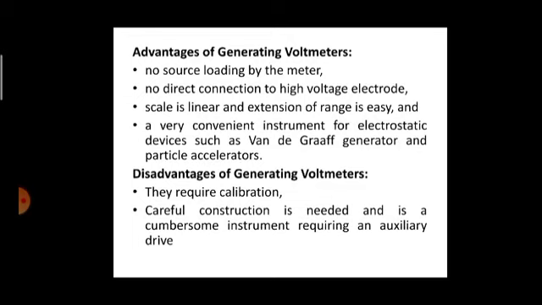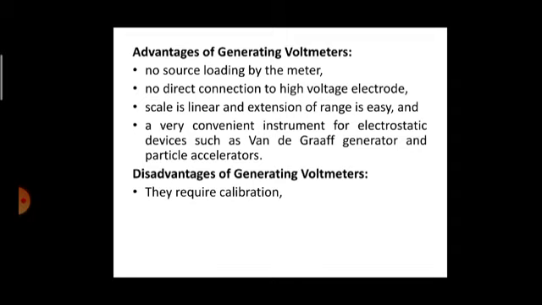So these three methods, one is your series resistance micrometer, one is the resistance potential divider, and the third one is generating voltmeters. These three methods are used for the measurement of DC voltages.